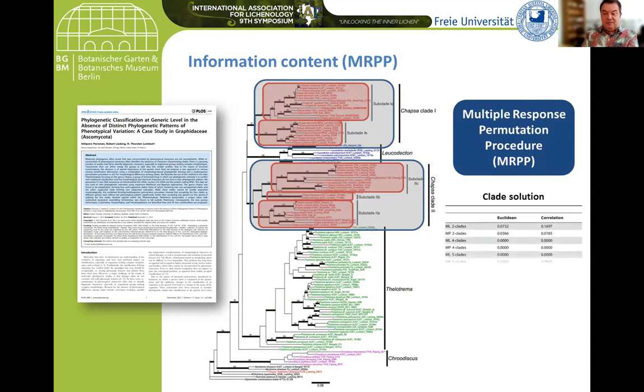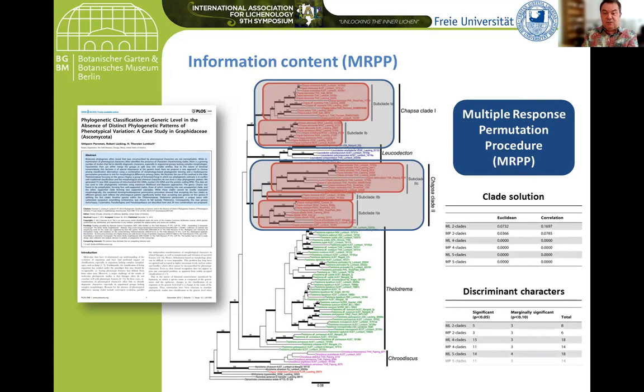So in this case, we use this MRPP, multiple response permutation procedure. First of all, we compared the clade solutions, 2 clades, 4 clades, and 5 clades, with maximum likelihood and maximum parsimony approaches. And then we looked at the number of discriminant characters that would apply. You can see that in both cases, 4 or 5 clades is better than just 2. But between 4 and 5, there's really no difference. So in this case, we opted for the 4 clade solution because it's the more conservative one, but it's clearly better than the 2 clade solution.